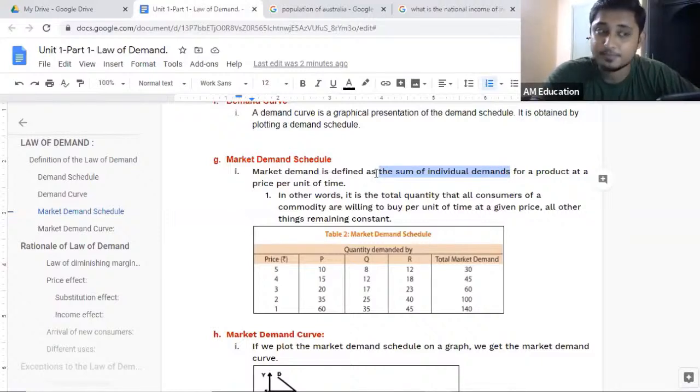Market demand is defined. Yeah, you want to read this out? Anyone's fine.